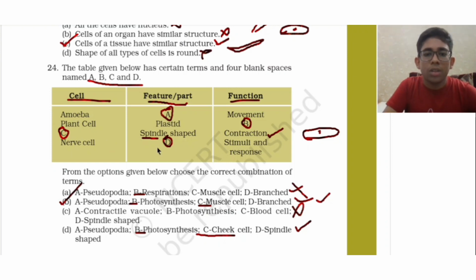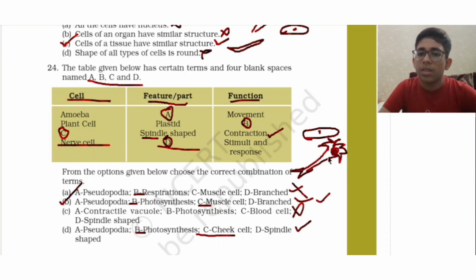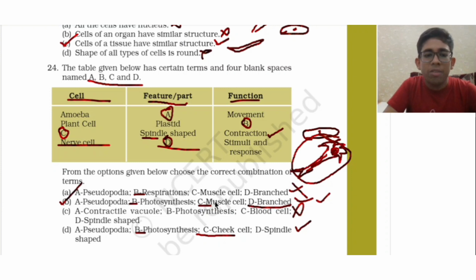Let us also find out what blank D is. The cell is given as nerve cell. So we have to find out the feature of the nerve cell, and its function is given as stimuli and response. I have shown you the shape of the nerve cell as this. It is branched. It has many parts, that is axon, cyton and many dendrites. So these are all contained in the neuron. Nerve cell and neuron mean the same thing. So we can directly see that it is branched like a tree. So the blank D will be branched. Let us confirm by the options. Yes, option B, which we have found out is correct. It is branched cell.